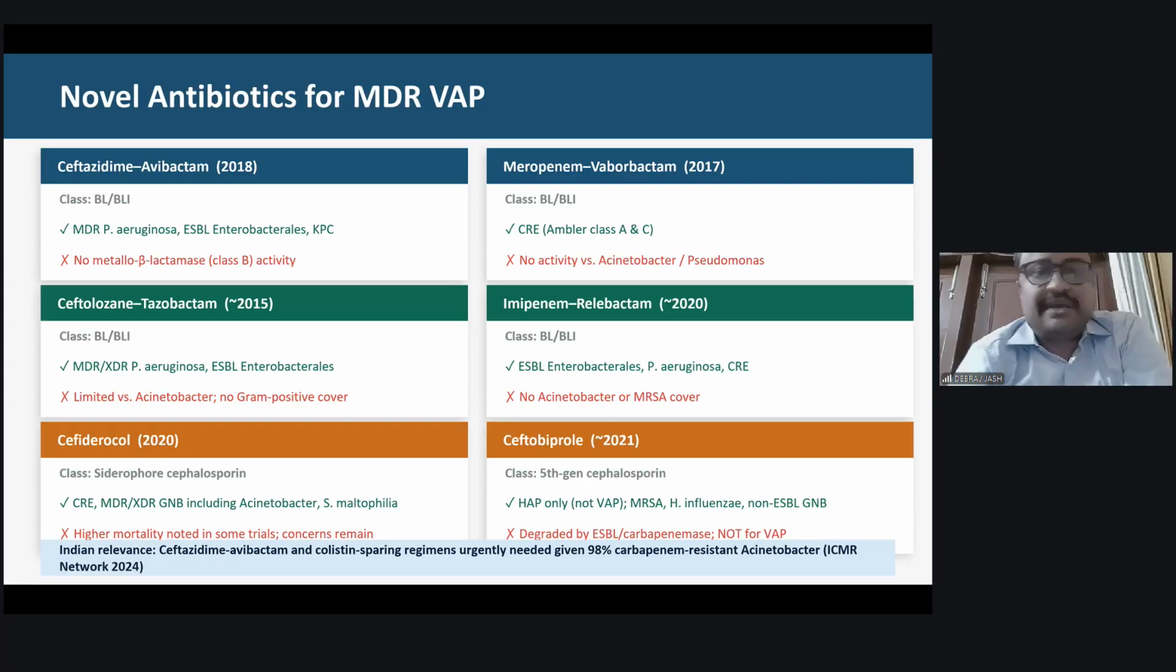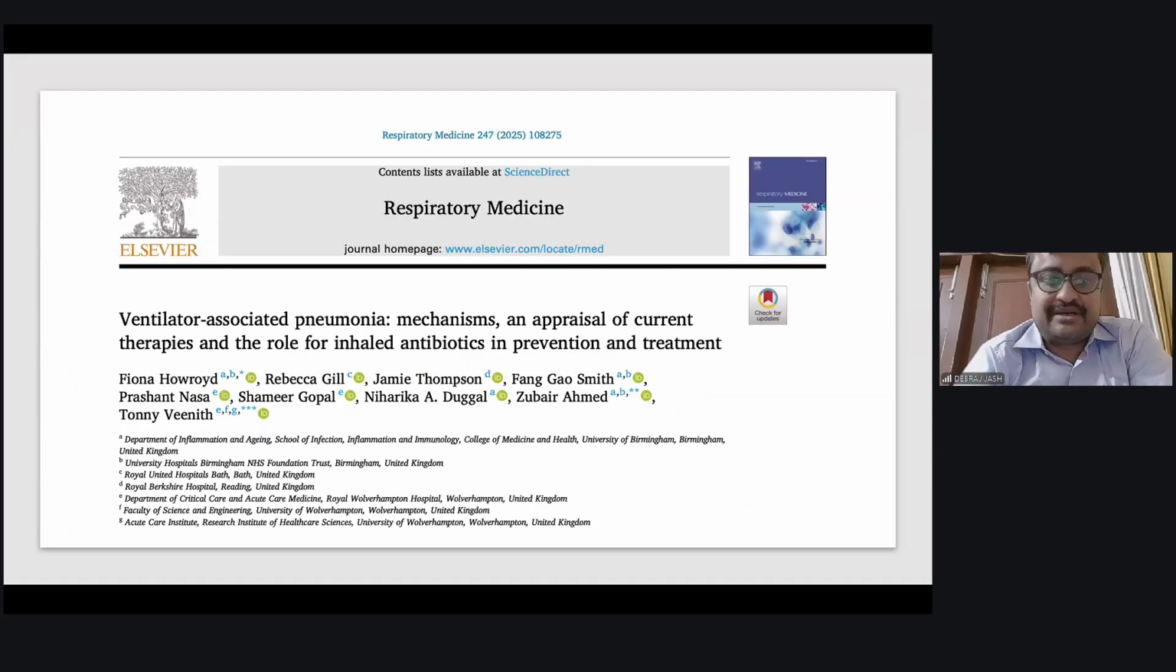Meropenem-vaborbactam, again there will be no activity against Acinetobacter as well as Pseudomonas. Ceftolozane-tazobactam, MDR Pseudomonas and ESBL Enterobacteriaceae, limited activity again against Acinetobacter. So if you see, most of the agents don't have that much activity against Acinetobacter except colistin and the sulbactam combination. So Indian relevance, a ceftazidime-avibactam and colistin-sparing regimen is urgently needed given 98% carbapenem-resistant Acinetobacter.